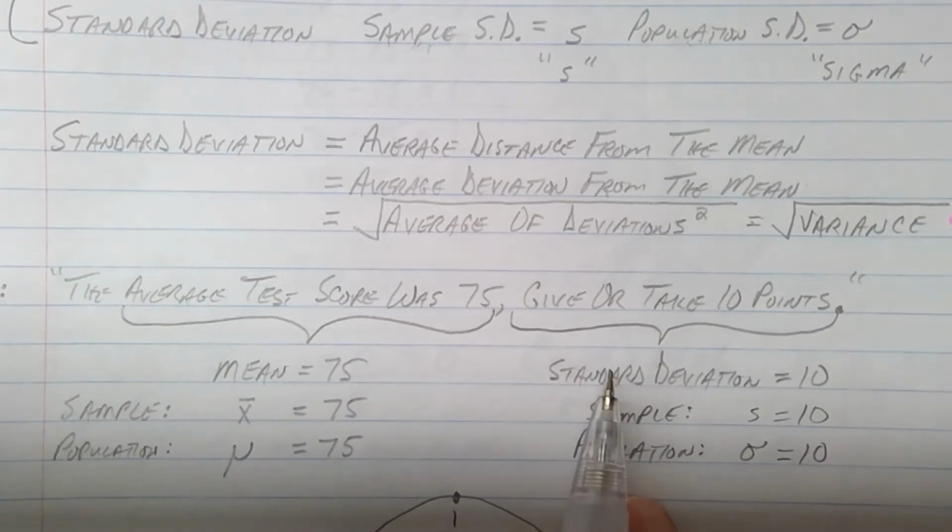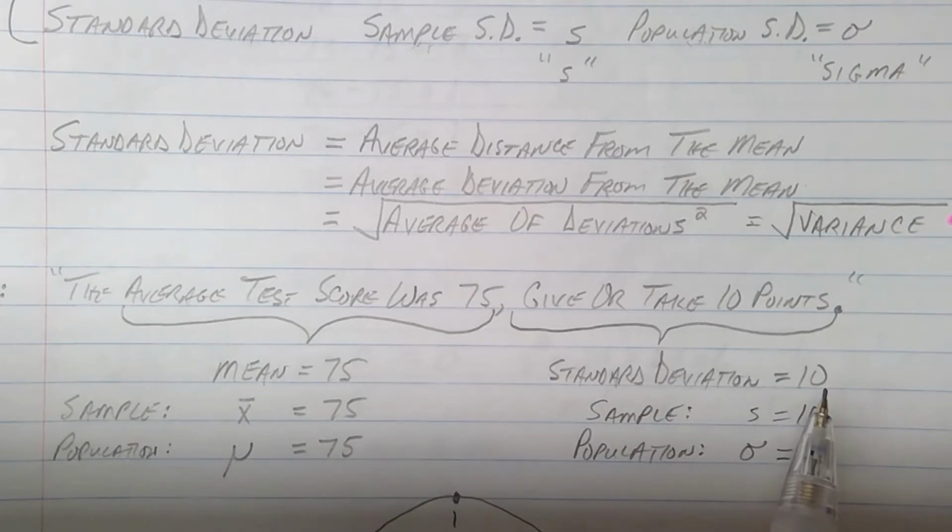Well, that give or take, officially, we're going to call that the standard deviation. So if I say give or take 10 points, I'm saying the standard deviation of my sample is 10 points either way. Could be 10 points higher than 75, could be 10 points lower. And again, if you're talking about the population, all the students in the whole world, then you'd be talking about sigma. So it depends on what you're talking about.